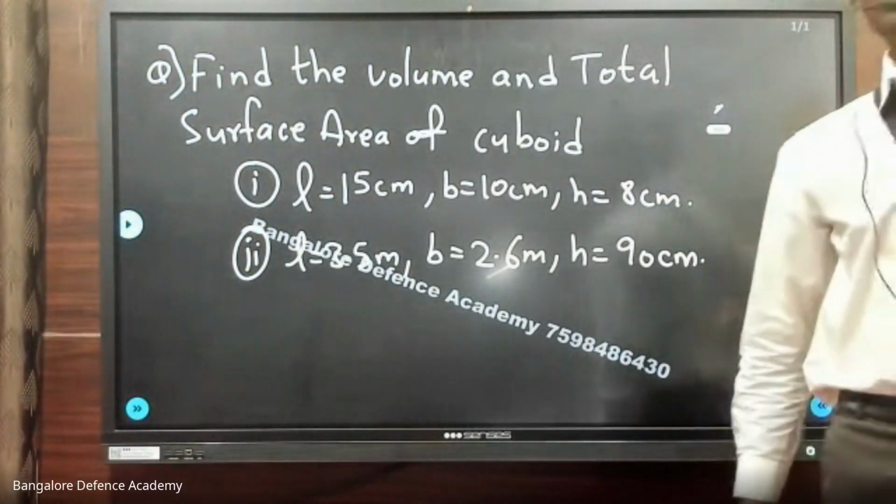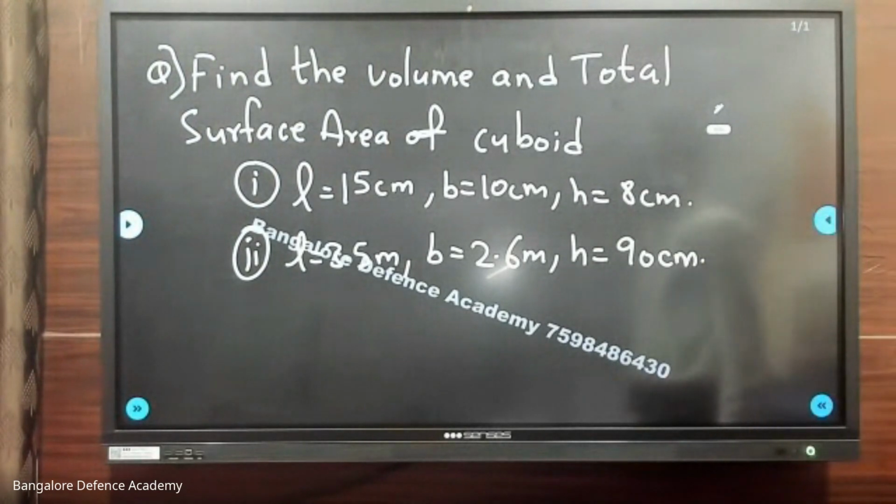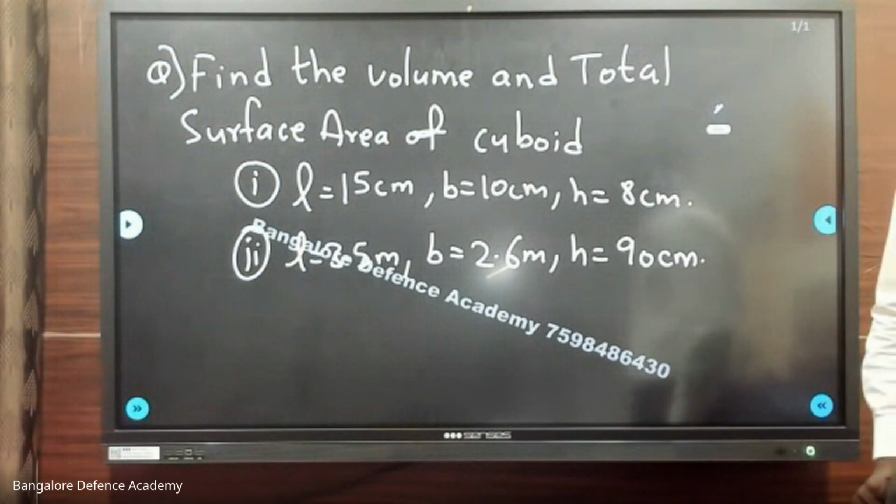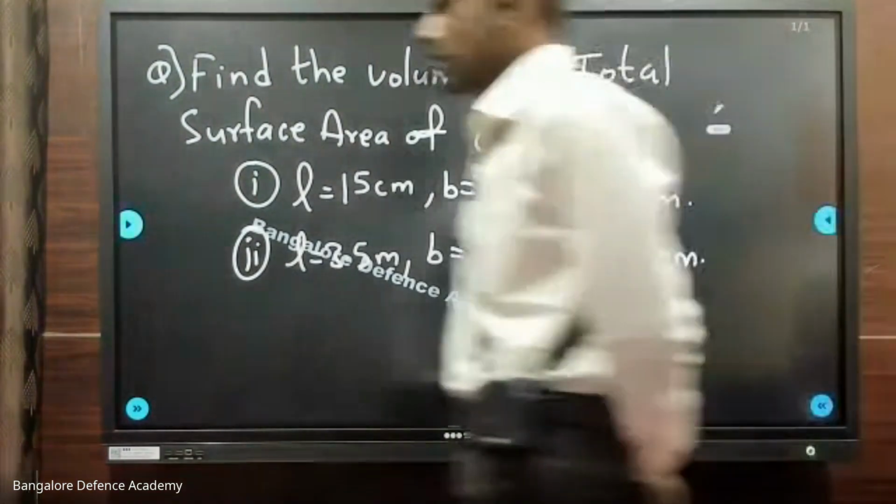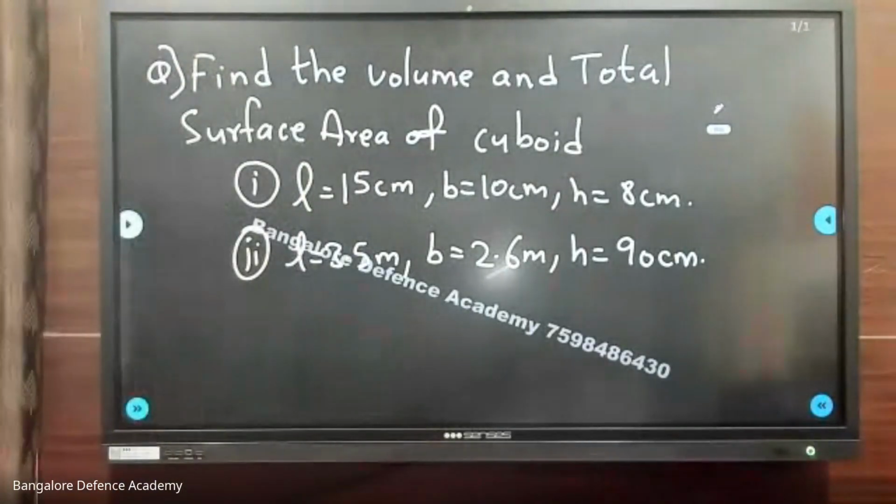सर फर्स्ट आएगा सब सेंटीमीटर. हाँ, फर्स्ट वाला सारा सेंटीमीटर है. पहले formulas, write down step by step. Write down the formulas in your notebook and do step by step.